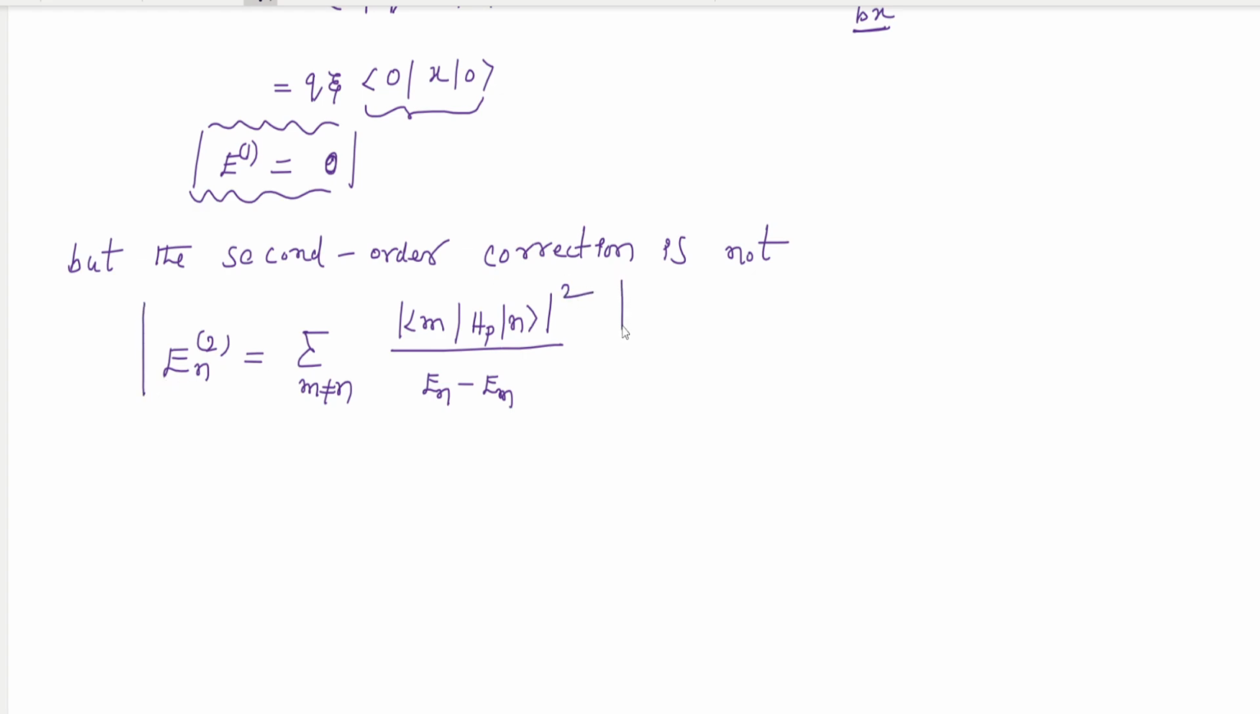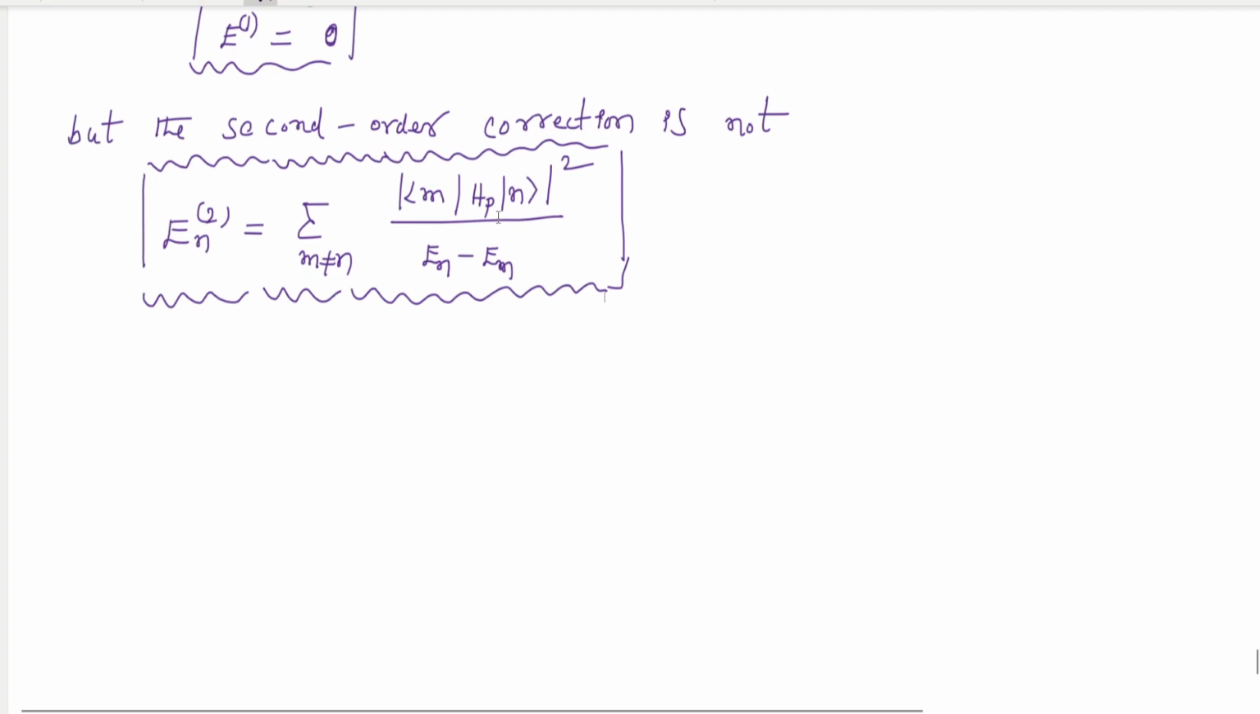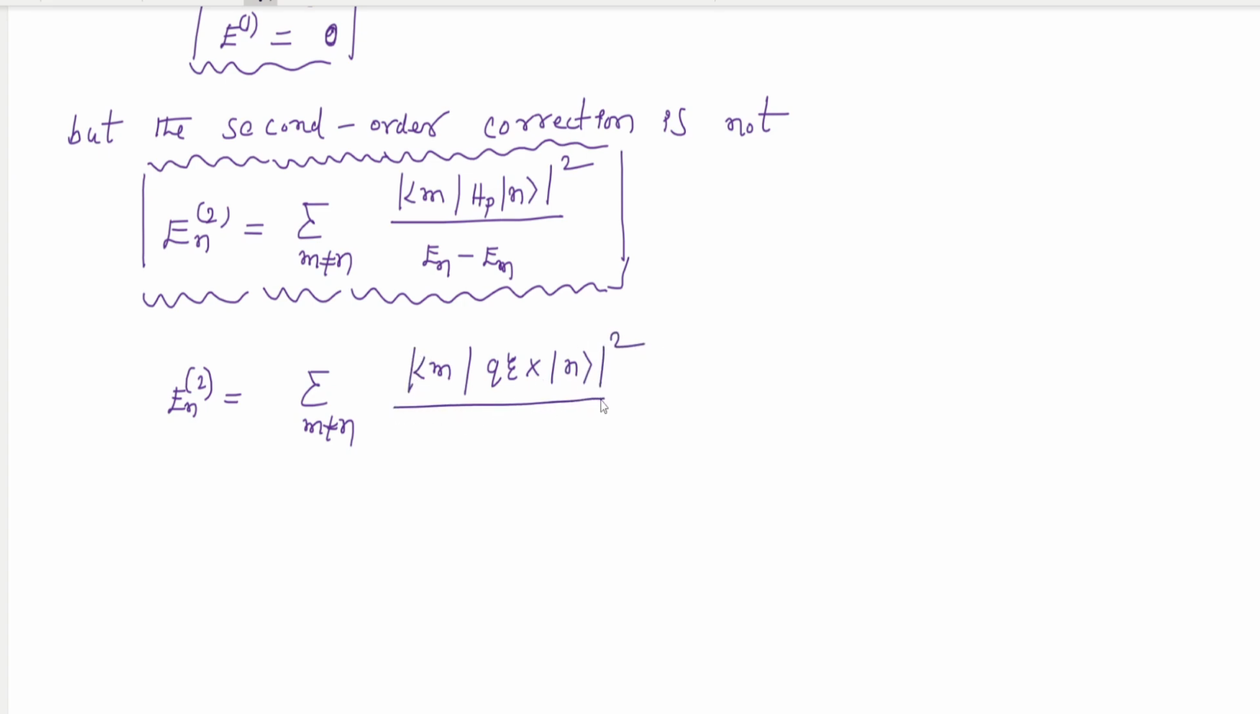If you don't know how this formula is generated, the starting classes are there, class number 1 and class number 2. Please go and watch class number 1 and 2, then you can understand how we got this equation. So if you substitute the perturbation energy here, then you can simplify this equation. This is x. En2, the second order correction energy term, is the summation over m not equal to n of the modulus square of m q e electric field into x n divided by En minus Em.